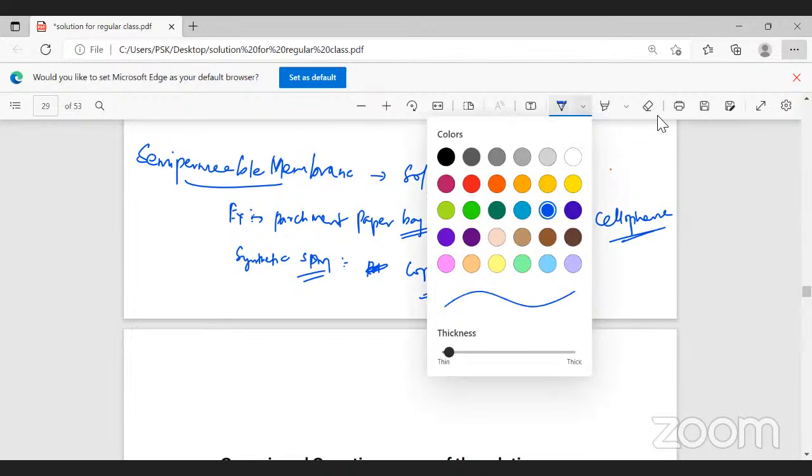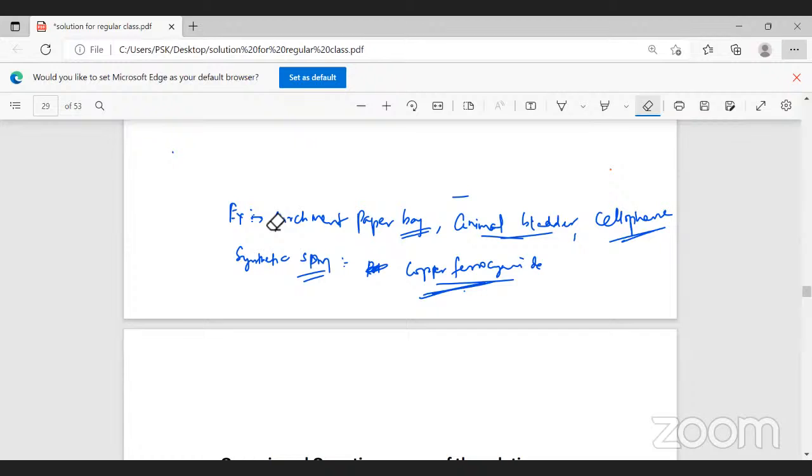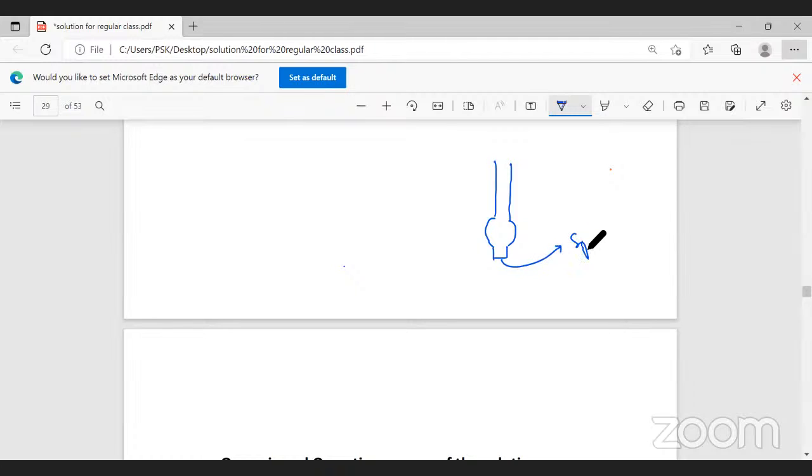Now, we will try to understand what is osmosis. You understood what is diffusion. You understood what is semi-permeable membrane. Examples for semi-permeable membrane you can remember. Right now we will learn to understand osmosis. In order to understand osmosis, we'll take an experimental setup. This is a graduated tube, and we have a bulb at the bottom with a semi-permeable membrane attached to the bottom. This is the semi-permeable membrane.